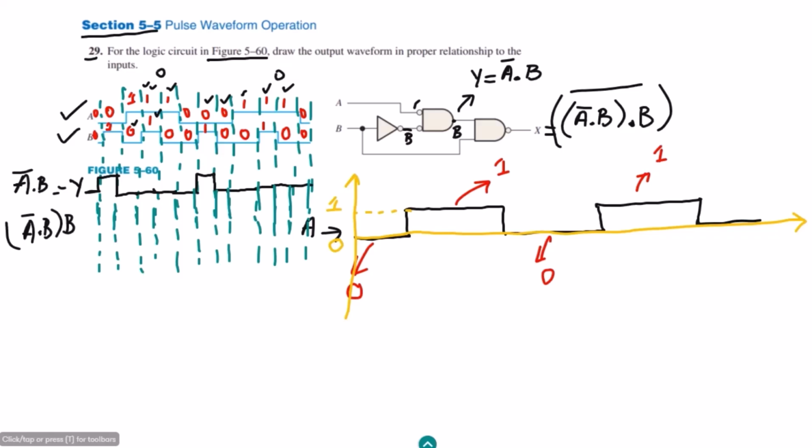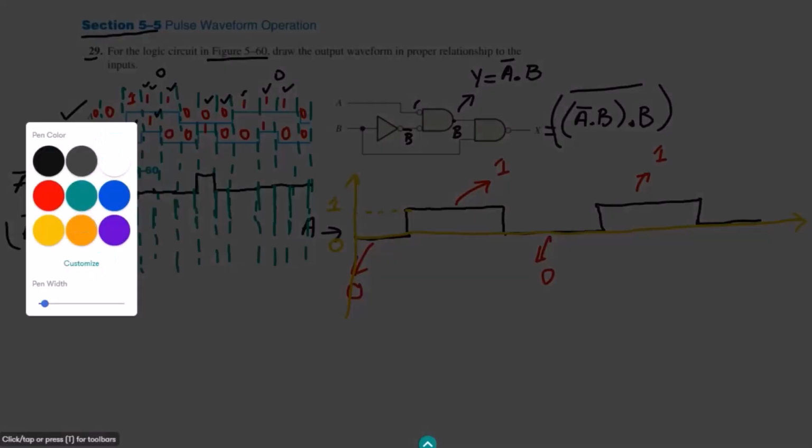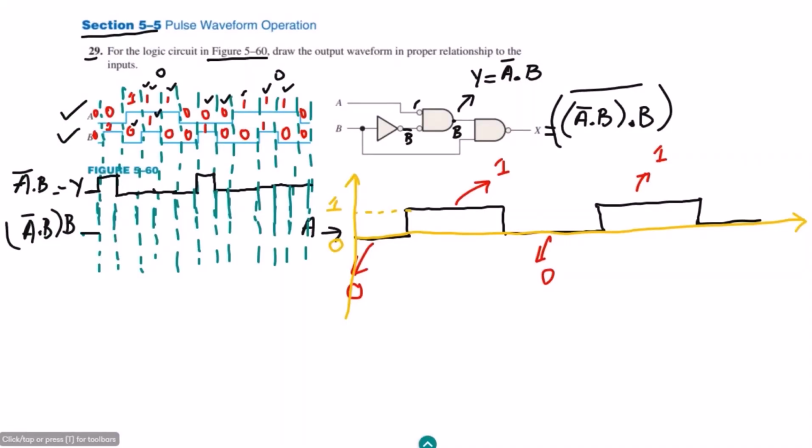If any one of them is 0, it will be 0. So in the first instance b is 0 and this is 0, so it will remain 0 here as well. In the second instance both are 1, so it will be 1. In the third instance b is 0, so therefore it will remain 0. In all of these instances it will remain 0 because the other input is also 0, so the product will remain 0. Here we can see that both of them are 1, so here it will remain 1. Here all of them are 0, so it will remain 0 here as well.